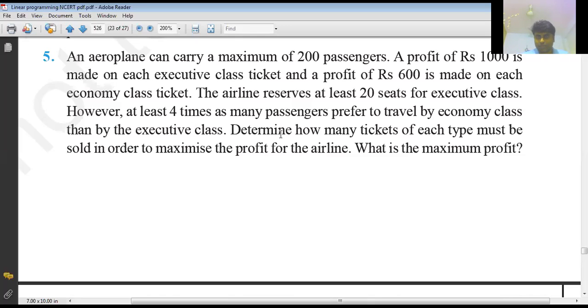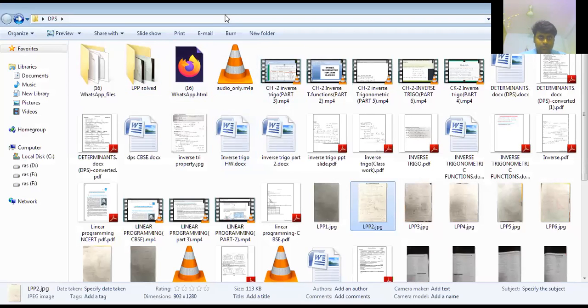Okay, determine how many tickets of each type must be sold in order to maximize the profit for the airline. So what is the maximum profit is asking. Okay, so let us see the solution for that problem. Okay, so which is very easy. So let us see. Now see a solution for this aeroplane problem.